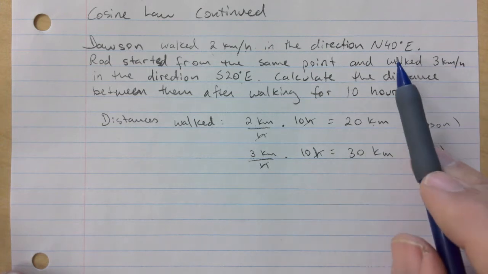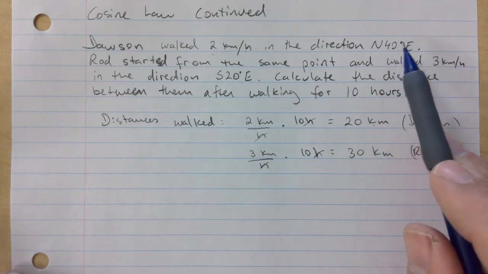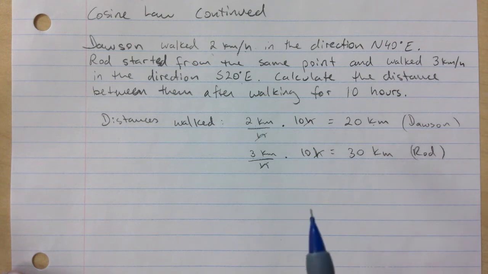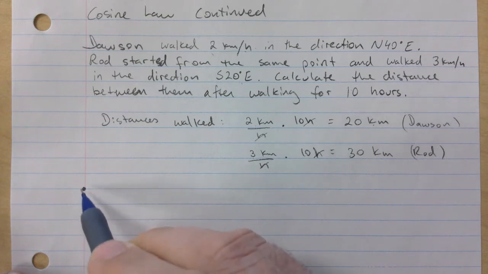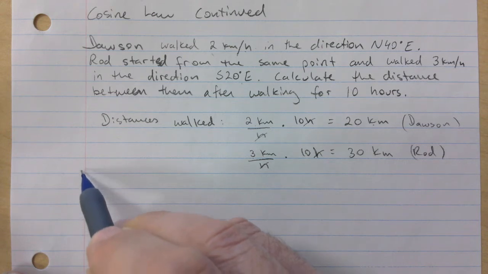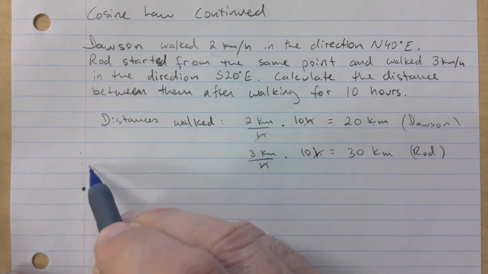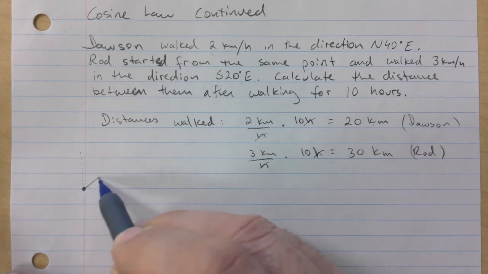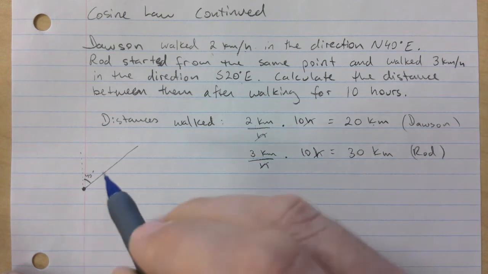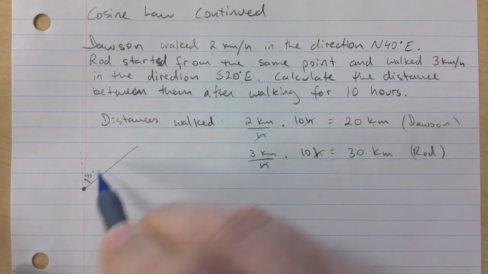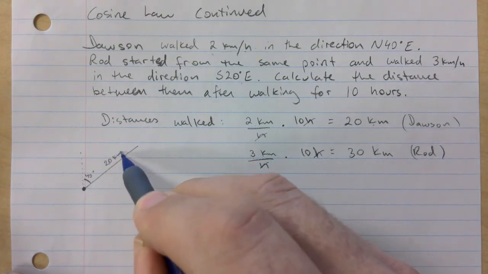So one is going northeast and the other one is going southeast, so it's wise to probably start over here somewhere. Okay, so this is the starting point, and so Dawson walks north, so you start your dotted line and then you turn 40 degrees east. You're walking, and just make sure you put the 40 in here. Okay, and that's for 20 kilometers.